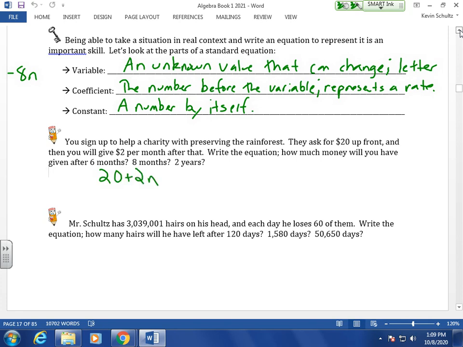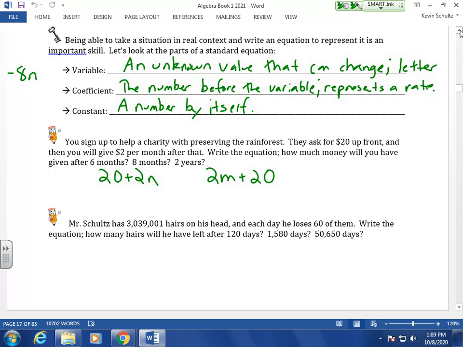20 plus 2n is correct. More commonly, you will see the coefficient variable come first. Okay, so I'm just going to rewrite this, and since we're talking about months, I'm going to replace n with m, just to make it easier to follow. But yeah, 2m plus 20, right?